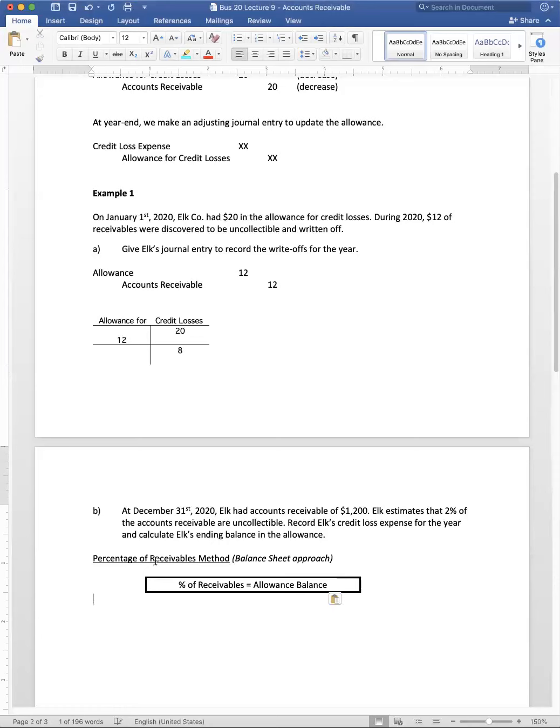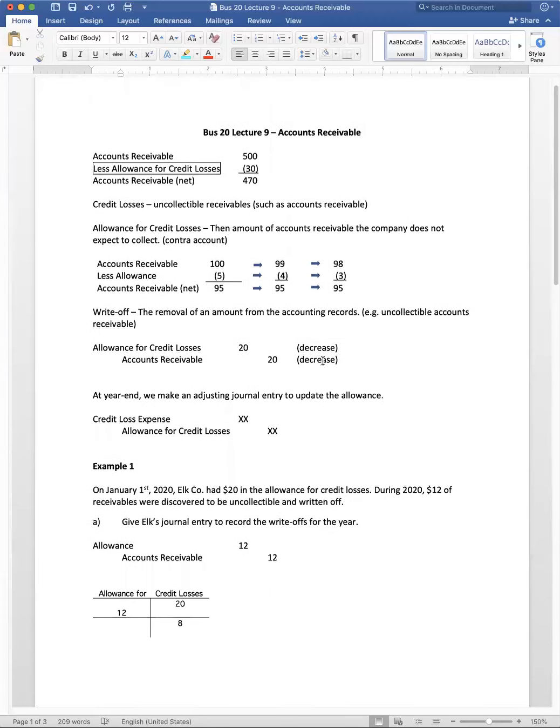So the percentage of receivables method, we call this a balance sheet approach, and I'll explain why in just a minute. The percentage of receivables method says that a percentage of receivables is the allowance balance. And that's what we see right here in the question. Elk estimates that 2% of the accounts receivable, the percentage of receivables, are uncollectible. Well, what are the accounts receivable that are uncollectible? Well, that is the definition of the allowance.